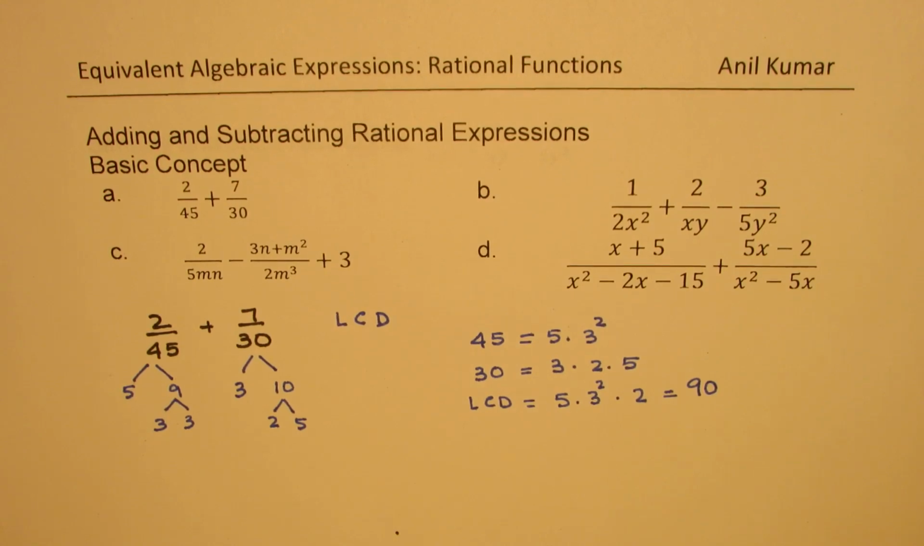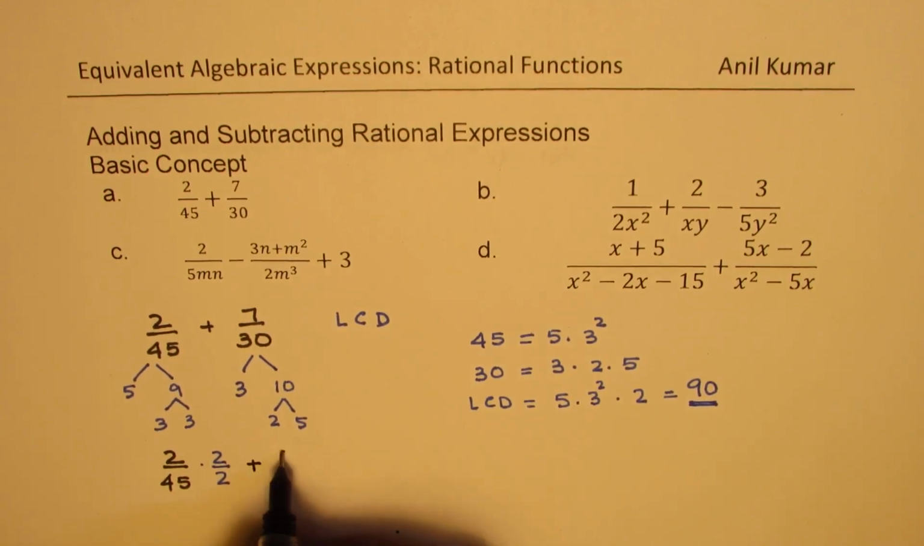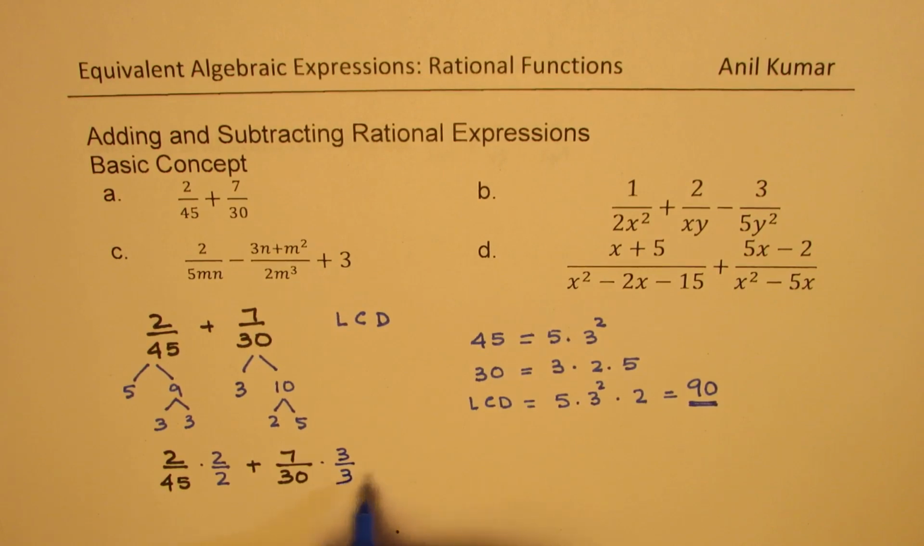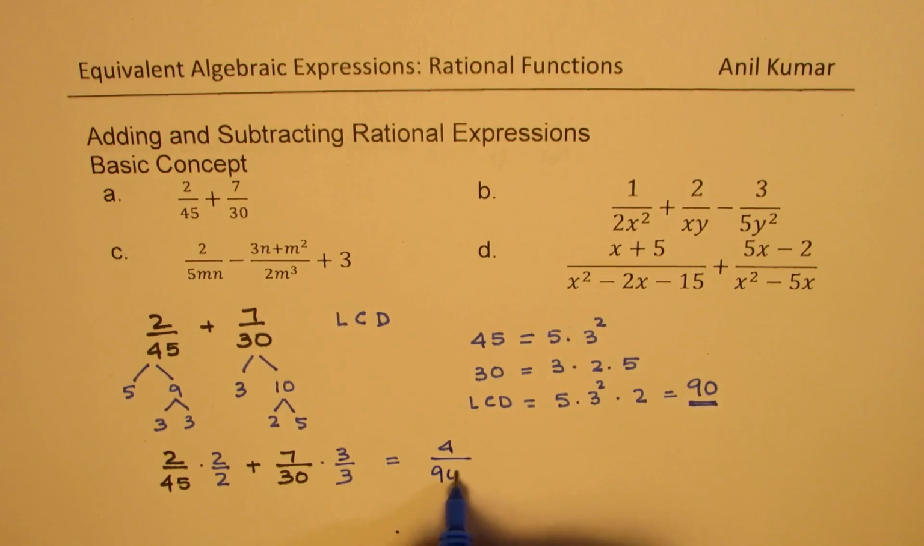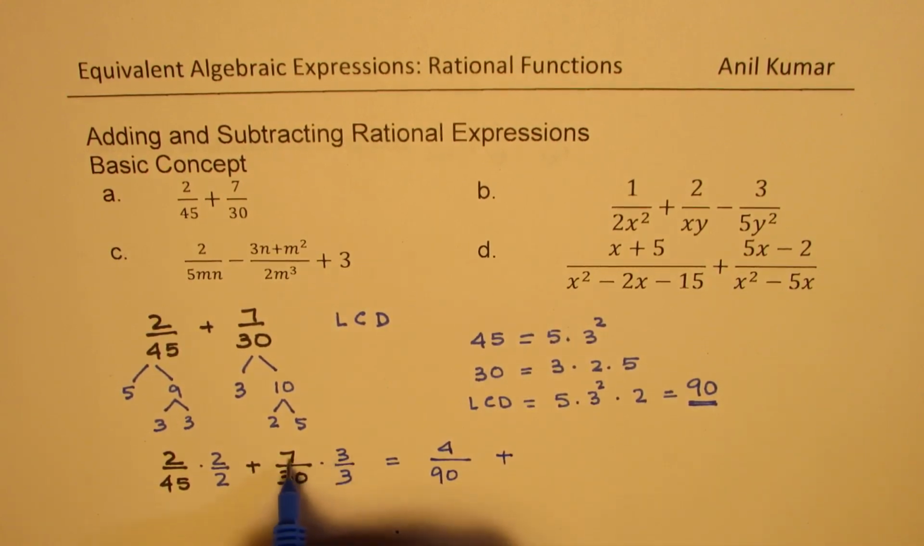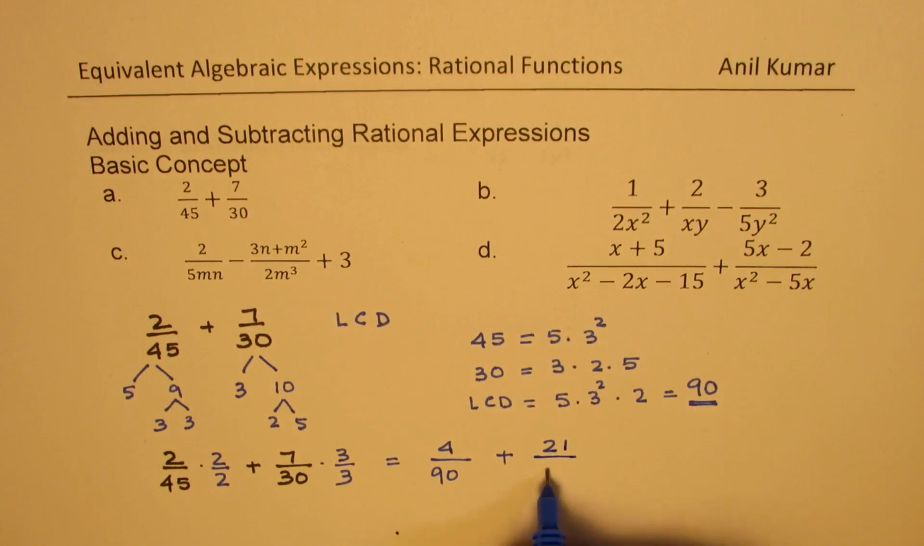How can you do that? Well, we have 2 over 45. We need to multiply this by 2 and also divide it by 2, correct? So to make it 90, which is our lowest common denominator, we have to multiply and divide by 2. Similarly, for 7 over 30, we need to multiply and divide by 3, right? So that gives you 4 over 90 plus 3 times 7, which is 21 over 90.